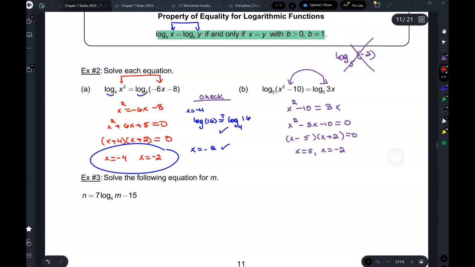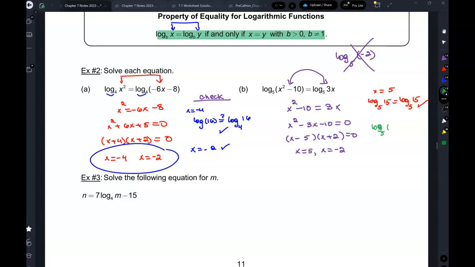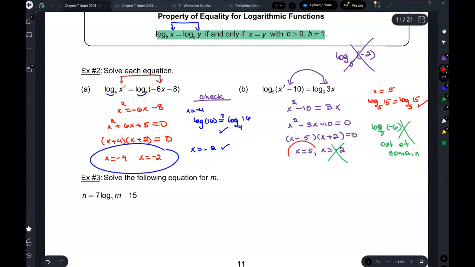So let's check. x equals 5, I get log base 5, 25 minus 10, that's 15. Log base 5 of 15. Okay, that works. Now let's do -2. I get log base 5 of what? 4 minus 10? Yeah, that doesn't work. Okay, that's out of domain. So just say, you don't have to say that, but we throw that one away. The only answer is x equals 5.